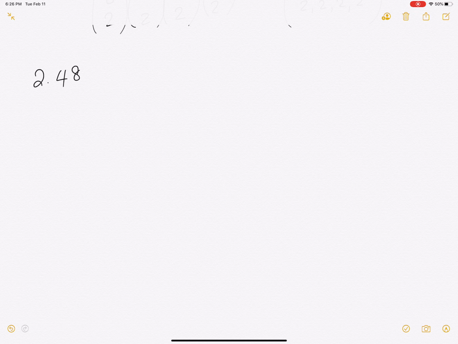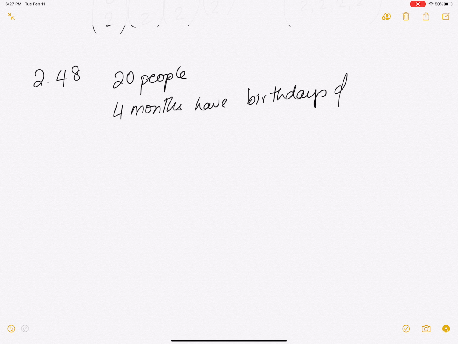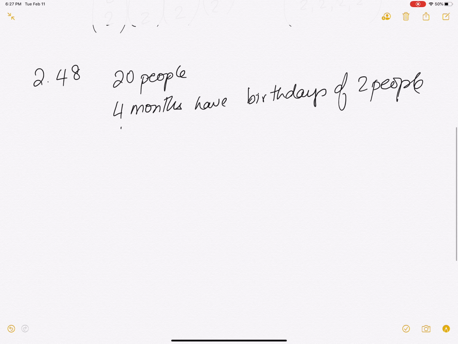Okay, what is this problem? Chapter 2, number 48. What does that say? There are 20 people. What is the probability that among the 12 months in the year, there are 4 months containing exactly 2 birthdays and 4 months containing exactly 3 birthdays? So you have 20 people and you want 4 months of the year to have birthdays of 2 each. And then you want 4 months to have birthdays of 3 people.